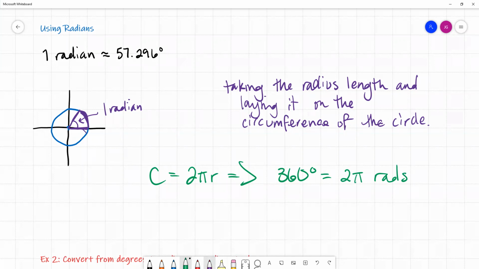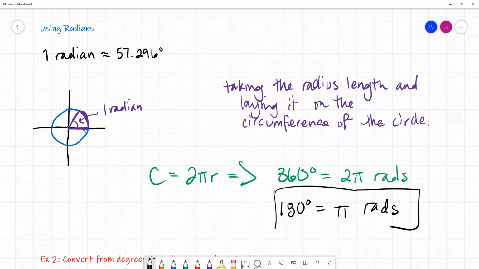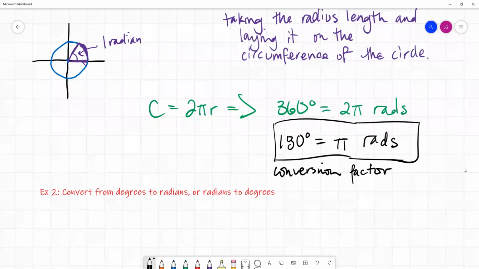An even better conversion factor, and this is the one we're going to be using, is dividing both of these by 2 because we have that 2 there. 180 degrees is the same thing as pi radians. Oops, my writing tablet is lagging. There we go. Here is our conversion factor. This is what we're going to use to convert to and from degrees and radians, okay?